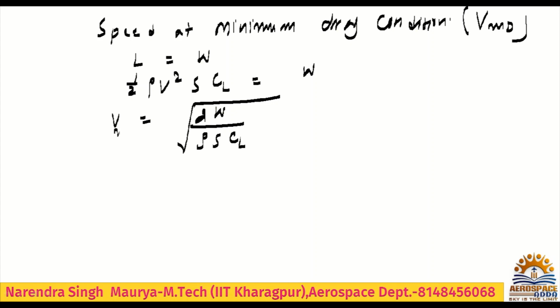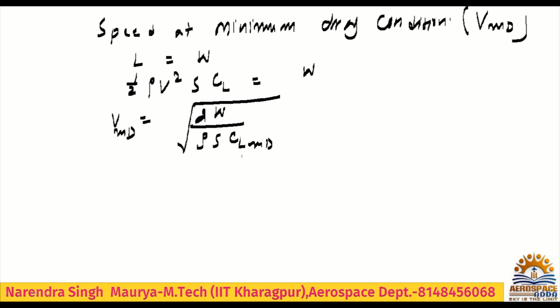If I say this is VMD, minimum drag condition, the weight will not change for minimum drag condition, density will not change because it is sea level density, and area of the wing will not change. These are constants, whatever the condition, whether minimum drag or minimum power. So W, rho, S, 2 are constant values. Only the CL will come for minimum drag condition, so it is called CLMD.